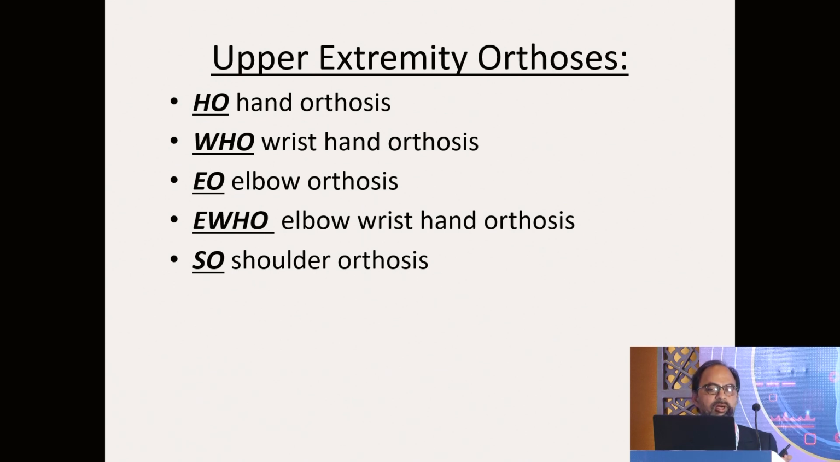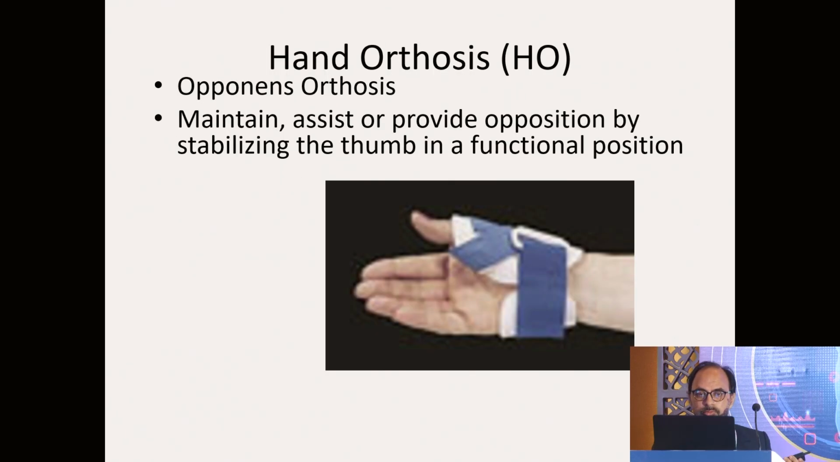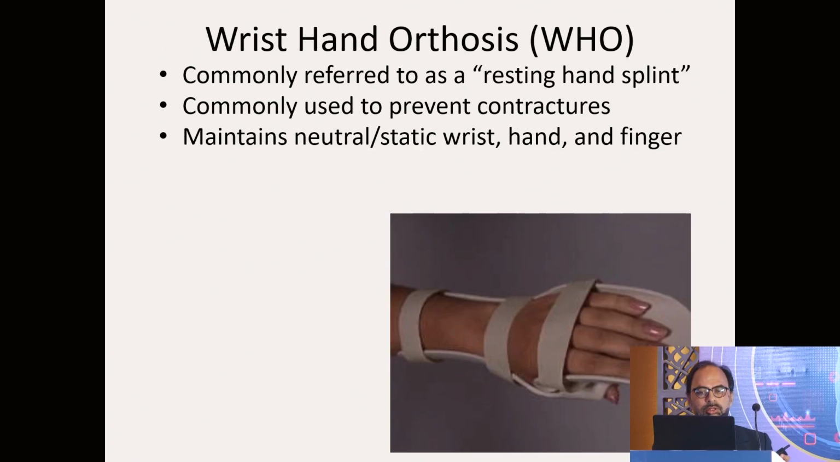Now coming to the upper extremity orthosis. Basically, we divide it into hand orthosis, wrist hand orthosis, elbow orthosis, elbow wrist hand orthosis, and shoulder orthosis. Hand orthosis, more commonly the opponens orthosis, maintains, assists or provides opposition by stabilizing the thumb in a functional position. Then wrist hand orthosis, we commonly call it a resting hand splint. It is commonly used to prevent contractures and maintains the wrist, hand and fingers in a neutral static position.